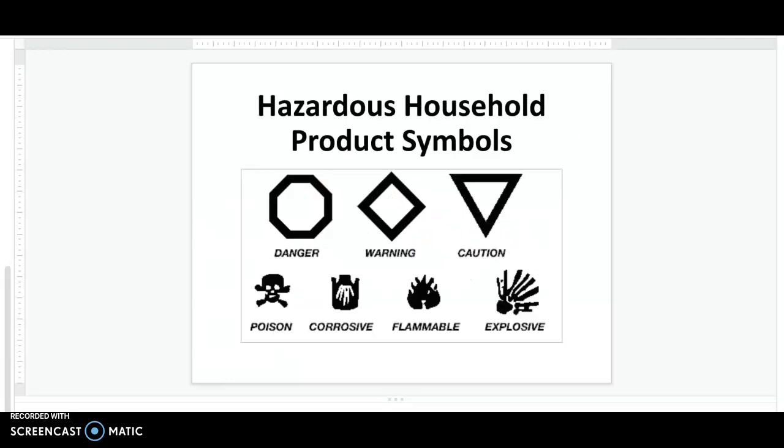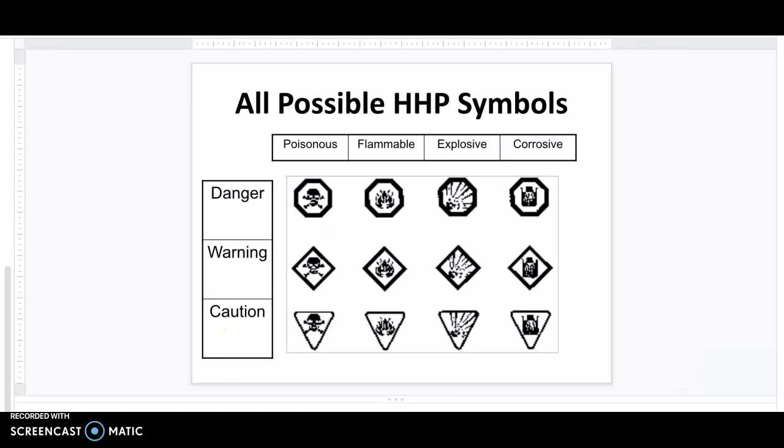So if you think about all the different possibilities, we have 3 possible danger, warning, or caution symbols, and then we have 4 possible poison, corrosive, flammable, explosive. And so our total number of possibilities would be 3 times 4, which would be 12, and there they are. There's the 12 possible hazardous household product symbols that you should be able to find on products around your house or your garage.